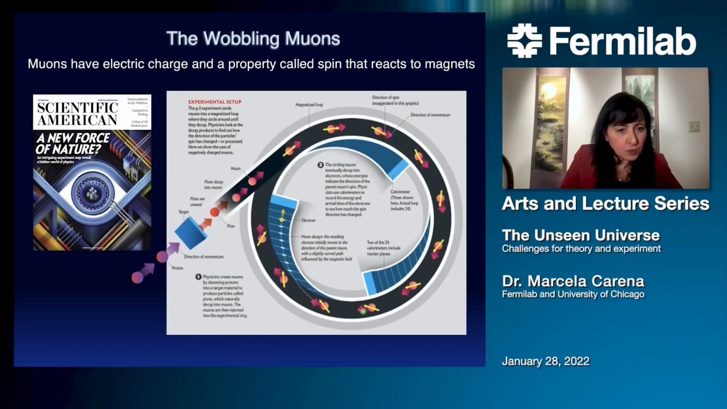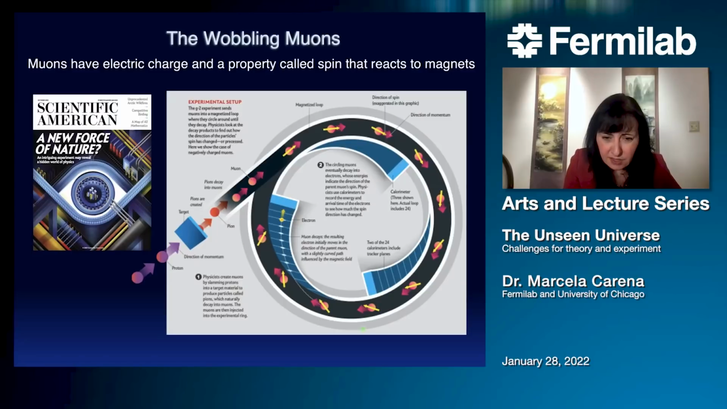What the Fermilab experiment really measures is the wobbling of the muons. Muons have electric charge and a property called spin. The spin reacts to magnets. The spin points in a direction like the needle of a compass. Here, the spin is these yellow arrows. Here is a diagram that shows, first of all, protons going into the target, producing the pions, then at the end producing the muons that are injected into the ring.